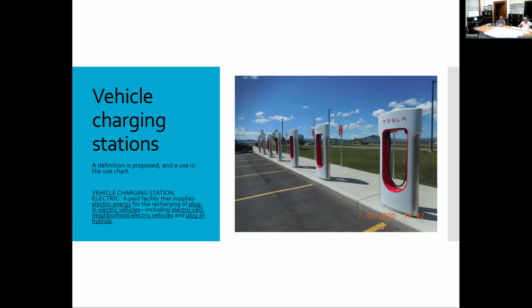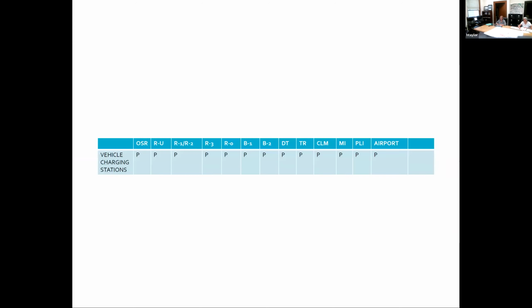While she's getting that, I'll talk about vehicle charging stations. The next significant proposal is for vehicle charging stations. So a definition is proposed and a use is proposed in the use chart. A vehicle charging station electric is a paid facility that supplies electric energy for the recharging of plug-in electric vehicles, including electric cars, neighborhood electric vehicles, and plug-in hybrids.